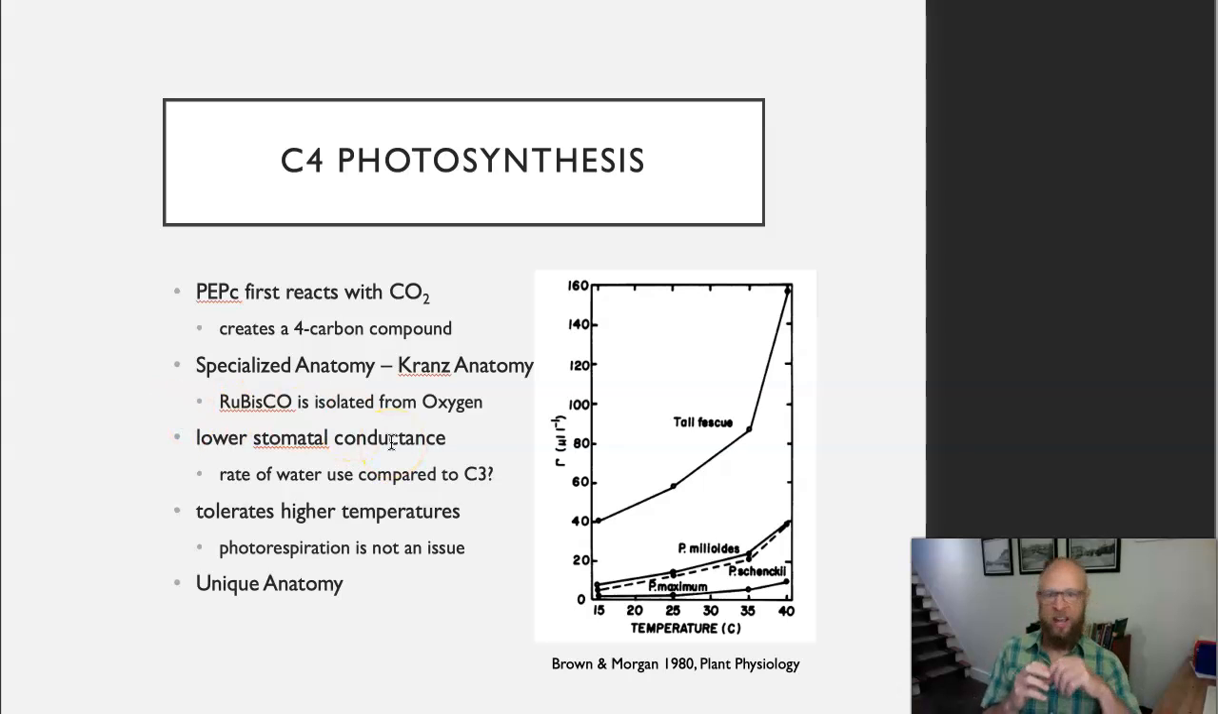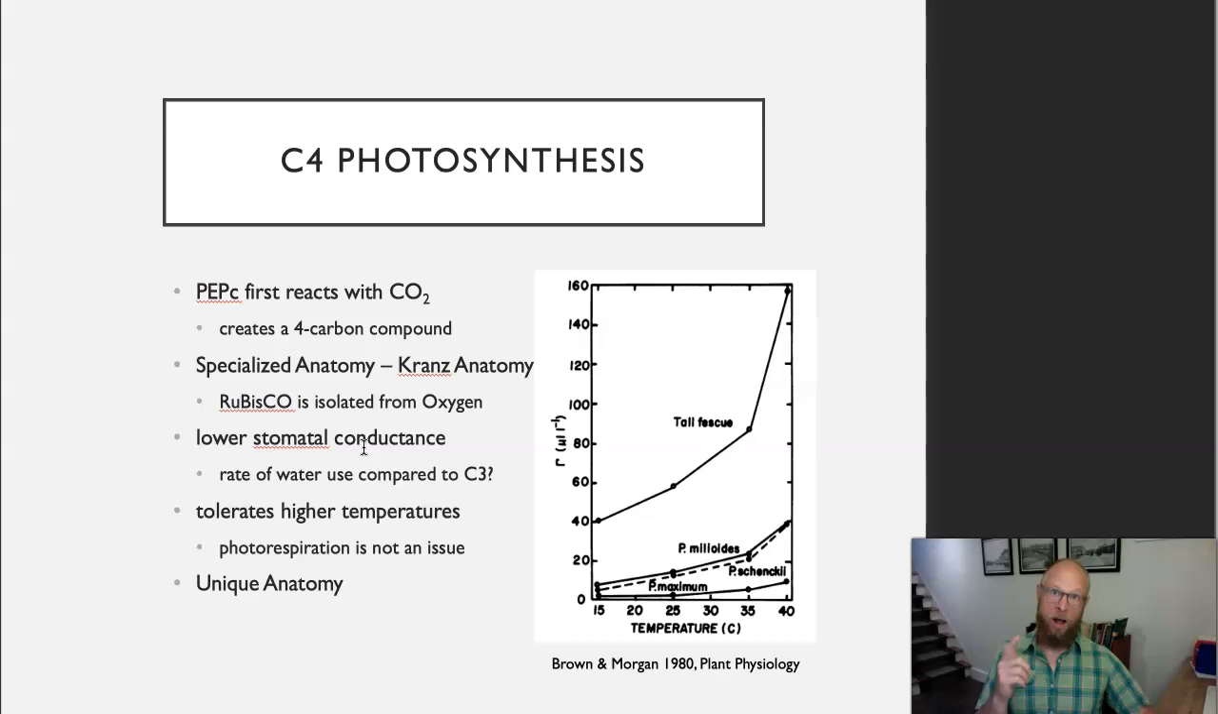Because rubisco doesn't have access to oxygen, it means that C4 plants can have a lower stomatal conductance, or they can keep their stomates closed a little bit. Remember, C3 plants have to have their stomates wide open in order to get a new supply of CO2 so that rubisco can always find new CO2 molecules. But since PEP carboxylase is the first enzyme, and it's only a carboxylase, not an oxygenase, it doesn't need nearly as many carbon molecules around in order to do photosynthesis. That allows C4 plants to have lower stomatal conductance.